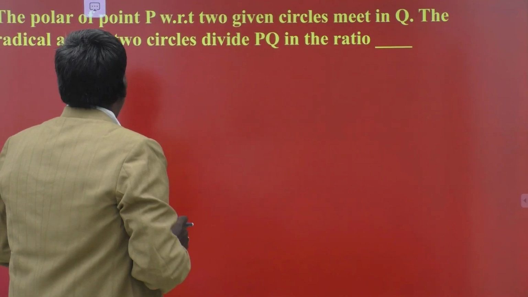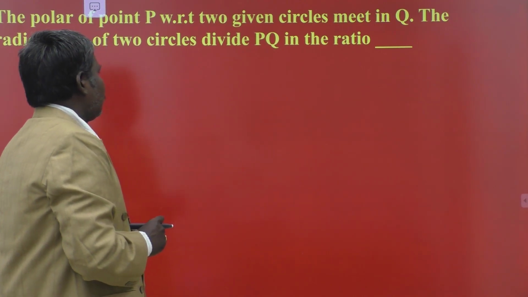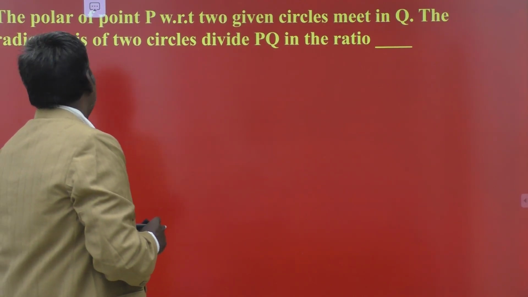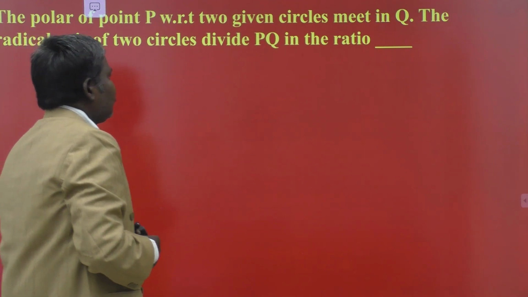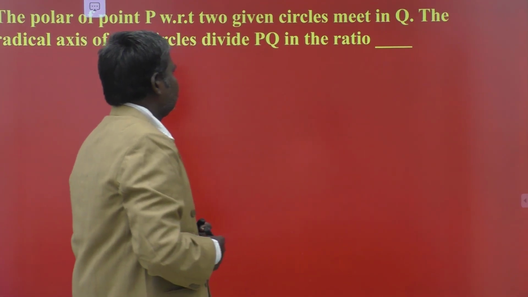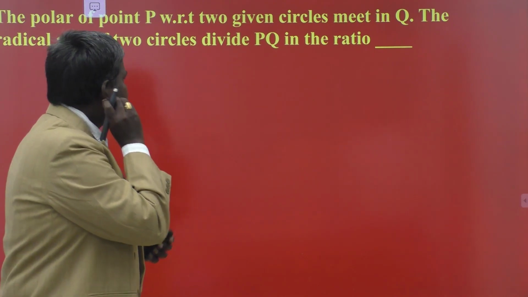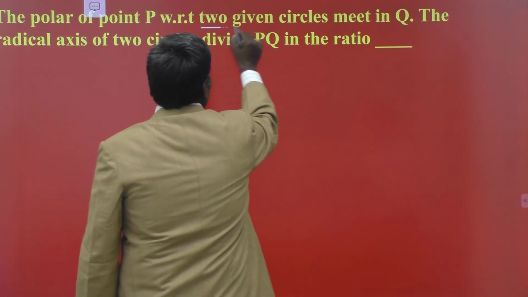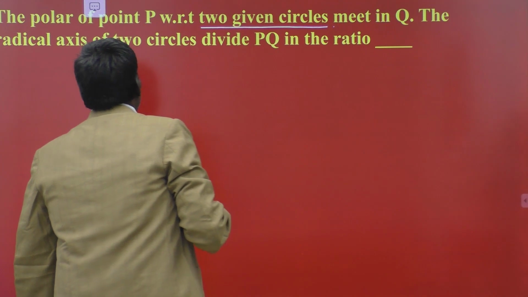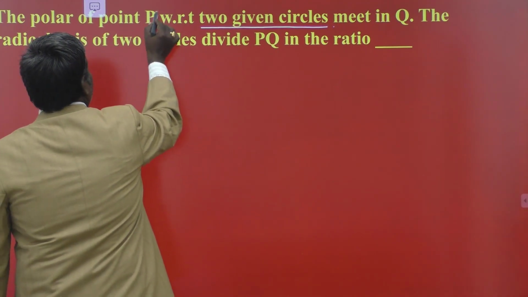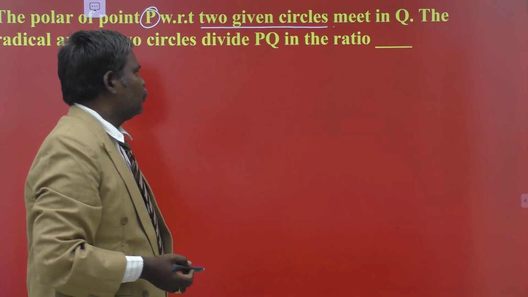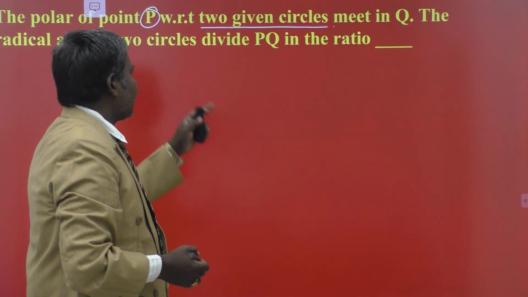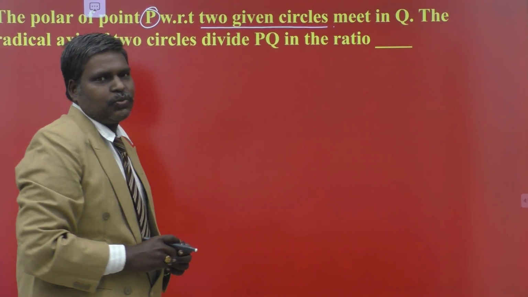We obtained. The polars of point P with respect to the given circles meet in Q. The radical axis of two circles divides PQ in the ratio what? So how many circles are there? 2 circles are given to you. The polars of some point P with respect to the 2 circles meet at some point Q. Then their radical axis divides PQ in what ratio, they are asking.